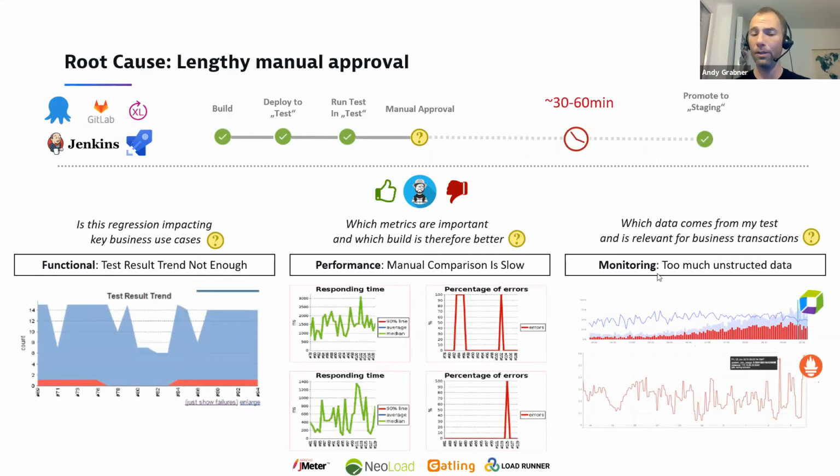Or if you're running performance tests and let's say your response time stays great, but all of a sudden you have 50% more memory consumption, you see 5% or 10% more pods on Kubernetes to deliver the same response time. Is this still good, yes or no? Or if you add monitoring data, there's so much data. So what does this tell me? And this typically means the more data to look at, the longer it takes if you do it manually.